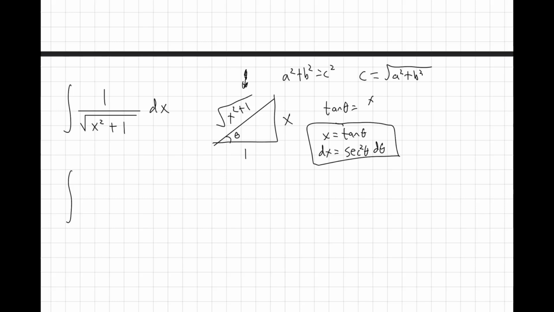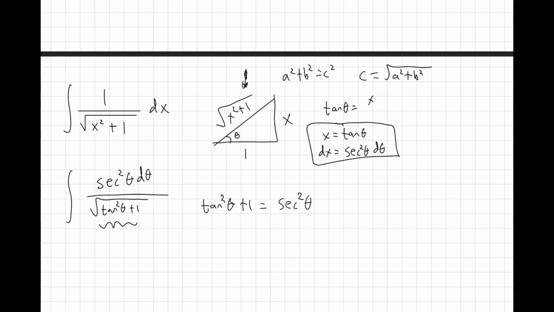So the integral becomes secant squared theta d theta over the square root of x squared. So x is equal to tan theta, so we get tan squared theta plus 1. And the reason this is advantageous is because down here we have a trigonometric identity. Tan squared theta plus 1 is equal to secant squared theta.